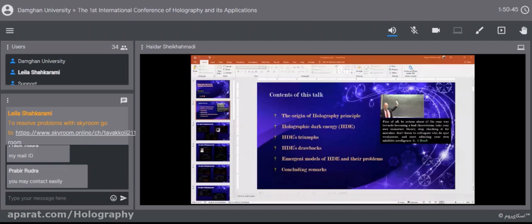Let me read a quotation of Professor 't Hooft. He said, first of all, be serious about it. Be serious about it on your way towards becoming a bad theoretician. Take your own amateur theory, stop checking it for mistakes, don't listen to colleagues who do spot weaknesses, and start admiring your own infallible intelligence.